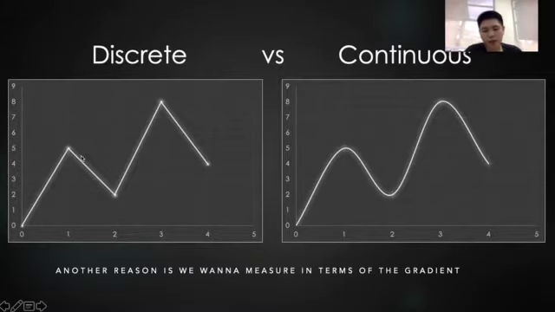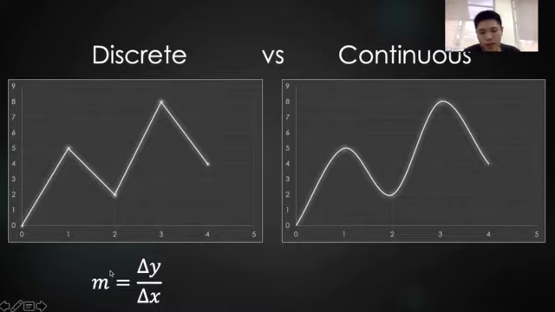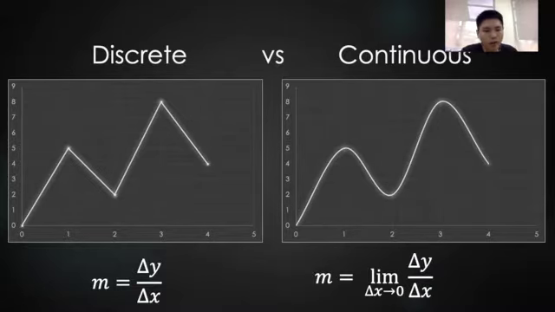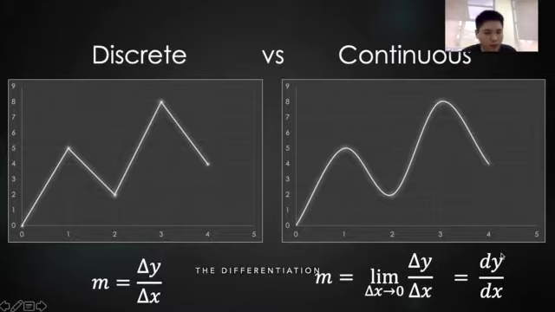Okay. Another reason is when we want to measure in terms of the gradient. We learned that it's the change of y over the change of x. Whereas in continuous, if we want to find the gradient, it can be at any instant, at any point. At any point, the change of x is very, very small. Therefore, we can write this expression as the limit where the change of x approaches 0, because the change of x is just very small. And therefore, from this expression, we can write it as dy/dx, the differentiation.